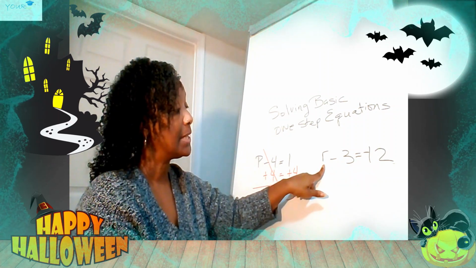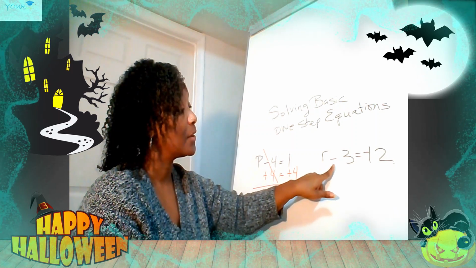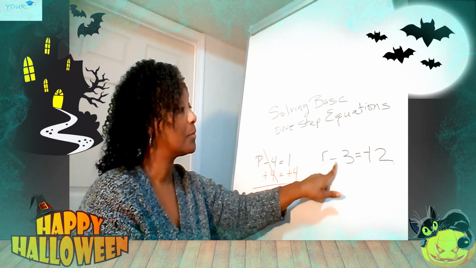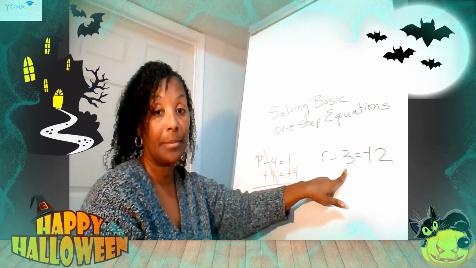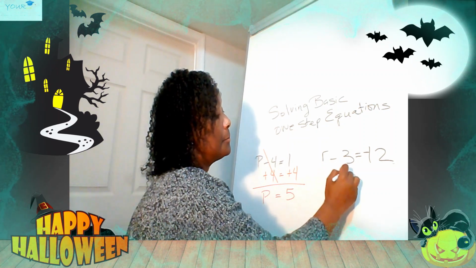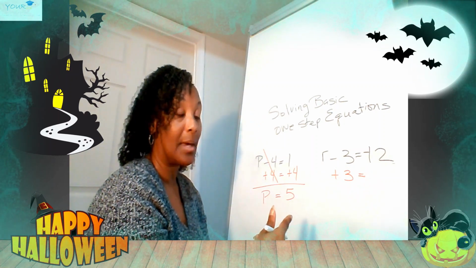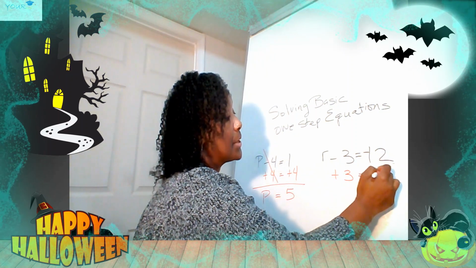So we know that we need to, again, isolate our r. We need to get it alone. And the only way we can do that is by getting rid of this negative 3. So we do that by adding 3 here. And remember, what we do on one side, we also do on the other side. So we have to add 3 here as well.